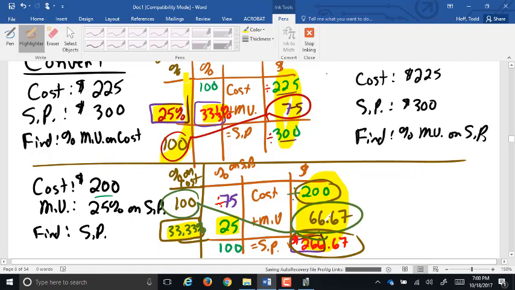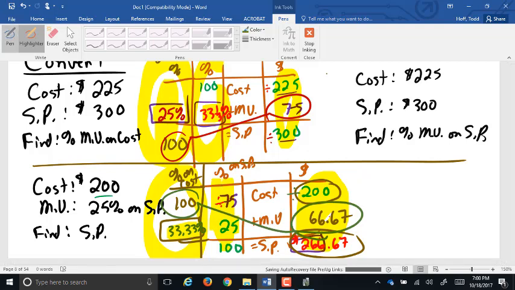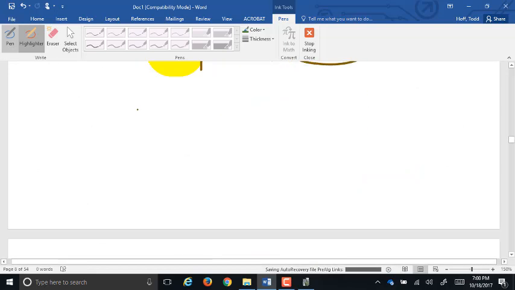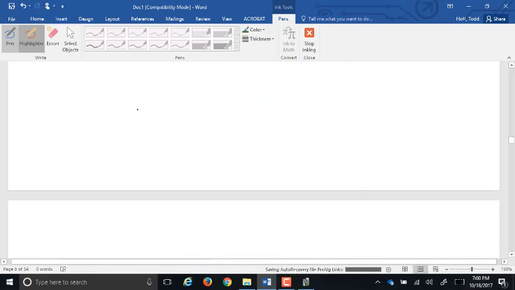Whenever the markup based on cost is 33 1/3%, the markup based on selling price will be 25%. Doesn't matter what the dollar amounts are. Those percents are linked together. So we can actually convert a markup based on cost to a markup based on selling price, or the other way around, without knowing any of the dollar amounts.